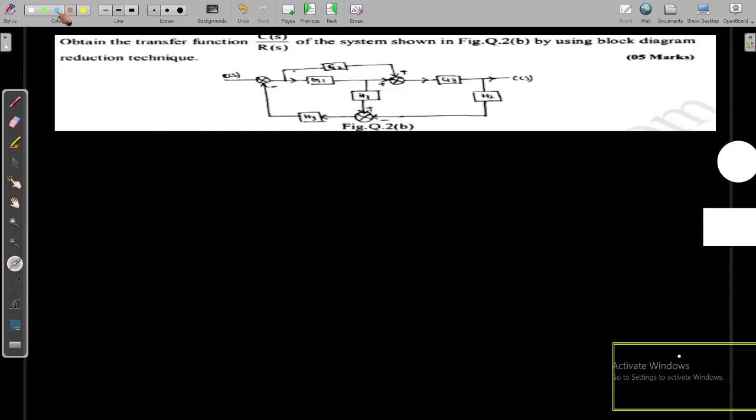Today we are going to see another problem based on block diagram reduction, which was given in previous papers. See this problem. Here it is given R of S, and you have a summing point here and here also a summing point. There are three summing points, and G1, G2, H1, H3, G3 and H2. So first I am going to separate these two summing points.